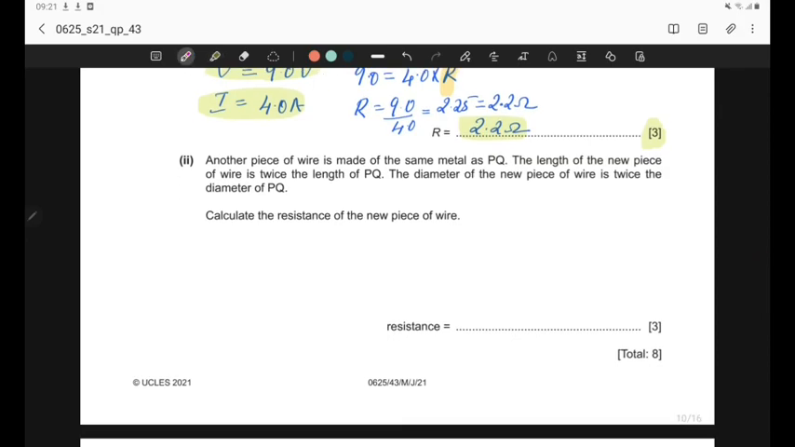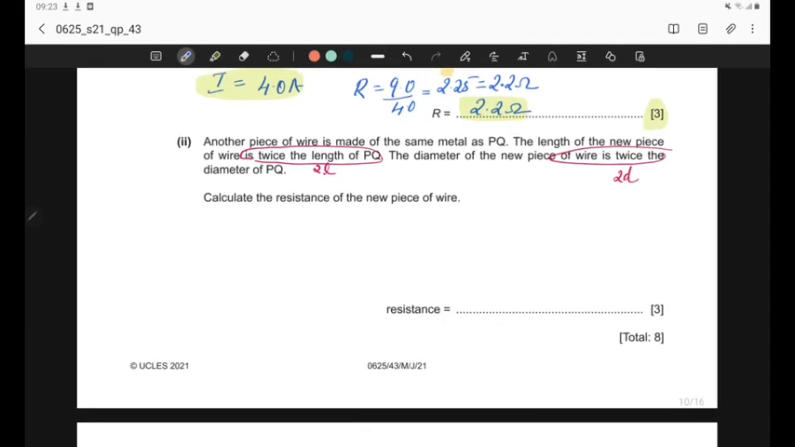Part 2. Another piece of wire is made of the same metal as PQ. The length of the new piece of wire is twice the length of PQ. So the length is double that of the previous wire. The diameter of the new piece of wire is twice the diameter of PQ. So even the diameter is doubled in the new wire. Calculate the resistance of the new piece of wire.